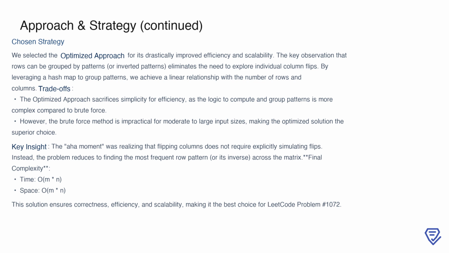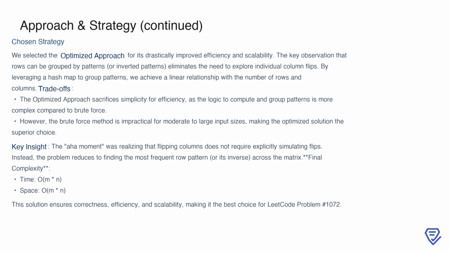By leveraging the insight that rows can be grouped by their patterns or their inverses, we eliminate the need to explicitly simulate column flips. Instead, we focus on finding the most frequent row pattern using a hash map. This results in a solution with a linear relationship to the number of rows and columns, making it both practical and performant. The trade-off here is that the optimized solution introduces additional complexity in terms of logic, compared to the brute force approach. However, given the exponential growth of brute force, the optimized method is clearly the superior choice.